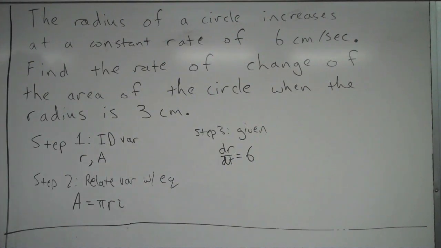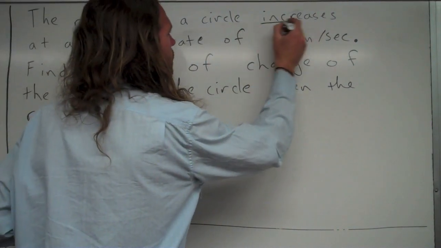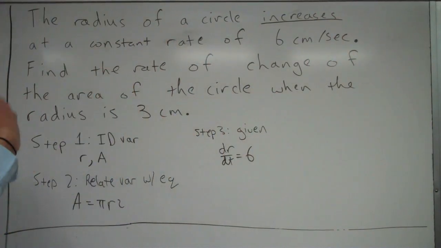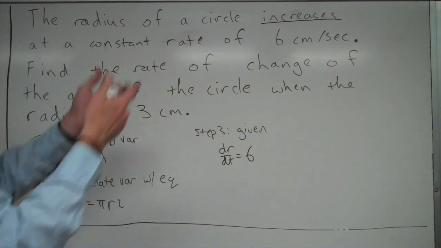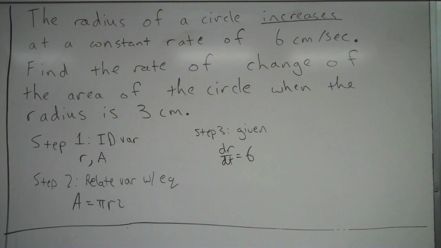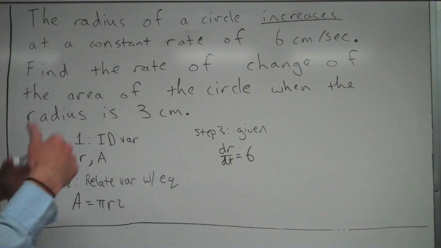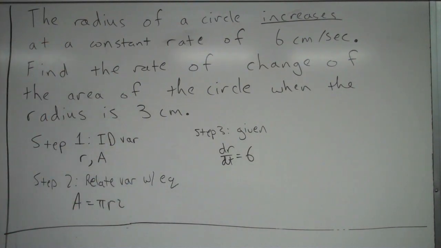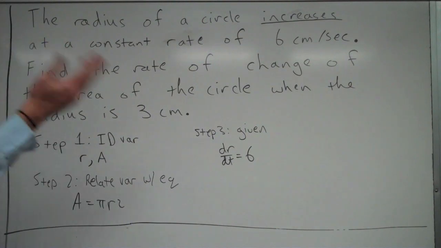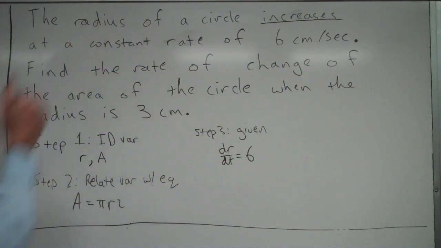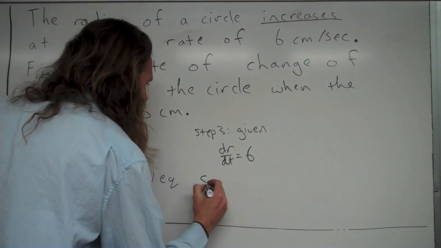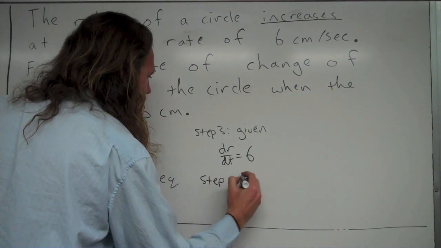So the key word in this case is increases. Basically, increases is a word saying how fast something is changing, in this case, growing. Now, let's just say it had said the radius of a circle decreases at a constant rate of 6 centimeters per second. Same idea, except you would have put dr over dt equals -6 in that case. But in this case, it said increases, so put 6. And step 4, what are you asked to find? What do we want to find in the problem?